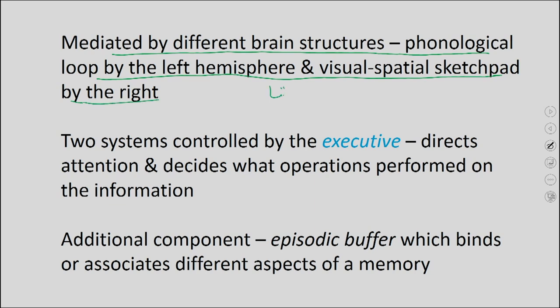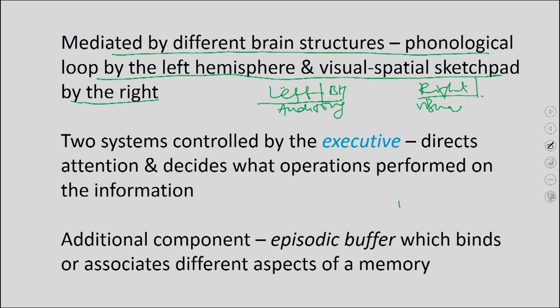Not only are the stores different, the auditory or phonological information is governed by the left brain hemisphere, and the visual information is governed by the right hemisphere. These different brain areas are responsible for the two stores, which says that when you store information into working memory, it's not one area of the brain which is responsible, but different brain areas and different processes. And now it actually is more believable.